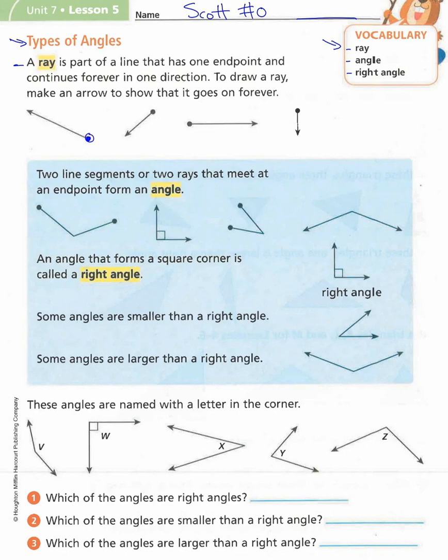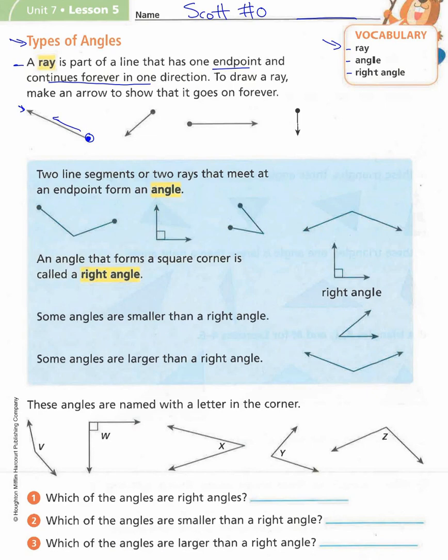And then it continues on forever. So that's what this arrow means. It just goes on and on forever. I think of this as like, have you ever seen those laser pointers, and the light shoots out. So this is called a ray, right? It has one endpoint, and then continues on forever in one direction, not changing direction at all. So to draw a ray, make an arrow to show that it goes on forever. That's what that arrow is.